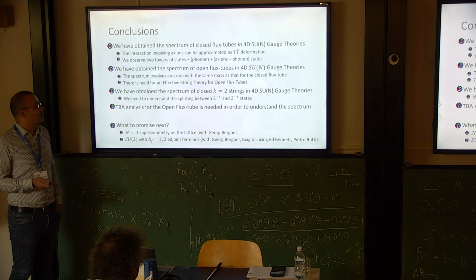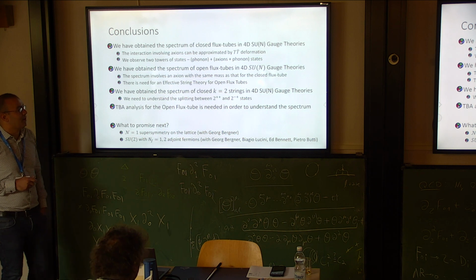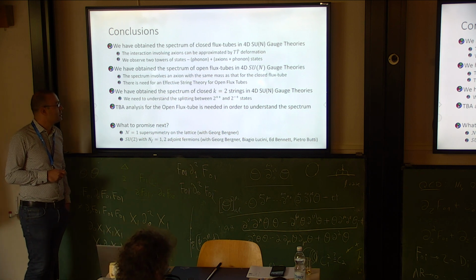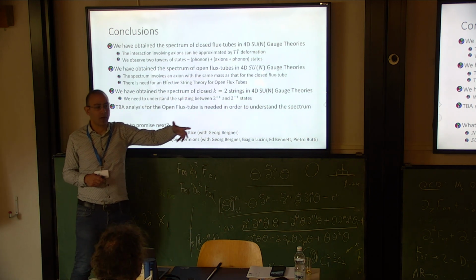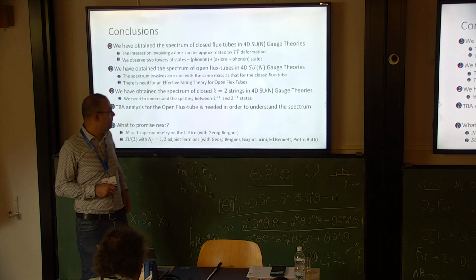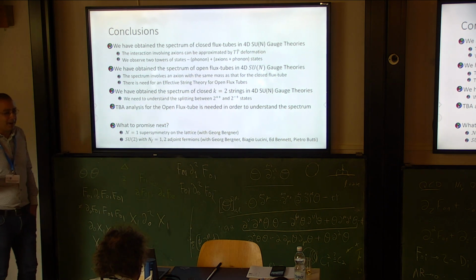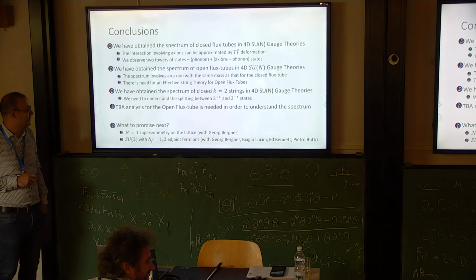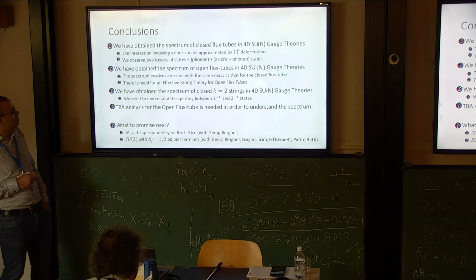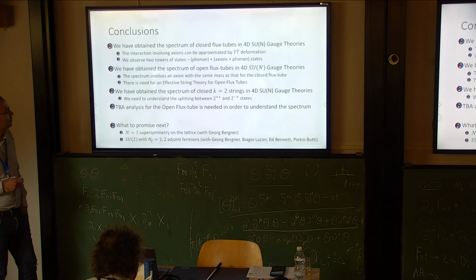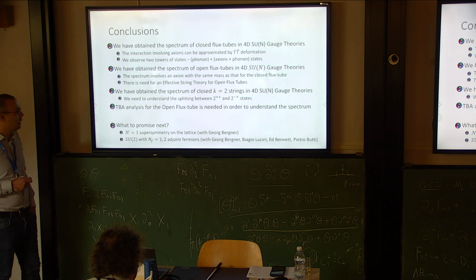We have obtained the spectrum of closed k=2 strings in 4-dimensional SU(N) gauge theories. We still need to understand a lot. Actually, the splitting between 2++ and 2-+ is quite, I would say, disturbing. I don't have a clue why that splitting is there, and we need the TBA analysis for the open flux tube in order to understand the spectrum. If you remember, the k=2 flux tube spectrum and the open flux tube spectrum was a promise that I gave you last meeting.